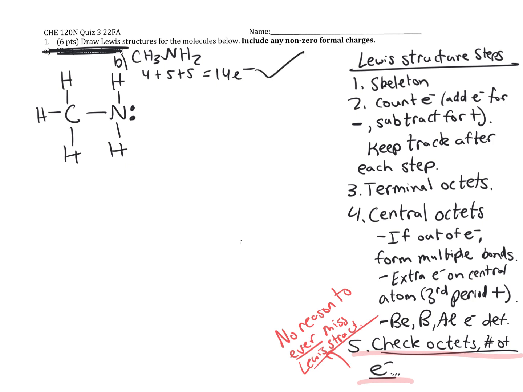Formal charges, again, check those as well. The carbon brought 4 electrons. It's making 4 bonds. That's the usual case for carbon. It brought 4 valence electrons, has 4 bonds, so it has a 0 overall formal charge. The nitrogen over here as well brought 5 electrons, and it has 1, 2, 3 bonds plus the lone pair. So 5 minus 5 is equal to 0 on the nitrogen as well.